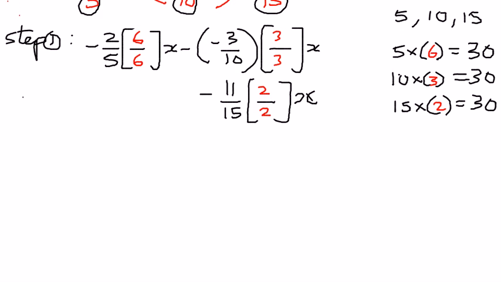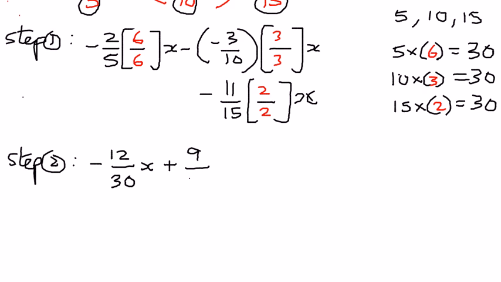So now we will simplify this. How do we do that? Let's write that as step number 2. We multiply the numerators, multiply the denominators. So 2 times, with negative sign, 2 times 6 is 12, and then 5 times 6 is equal to 30, with x. Then negative times negative is a positive. 3 times 3 is 9, and then 10 times 3 is 30, with an x there. Then in the third expression, negative times positive is a negative. 11 times 2 is 22, and 15 times 2 is equal to 30, and we have a variable x there.